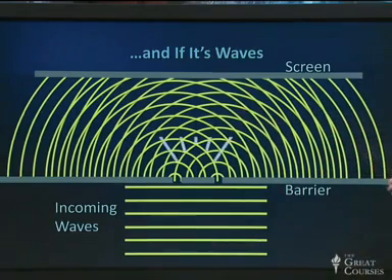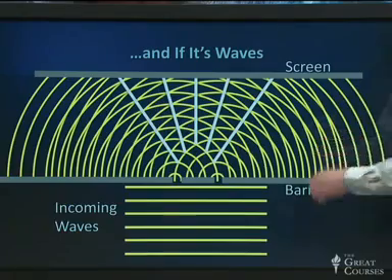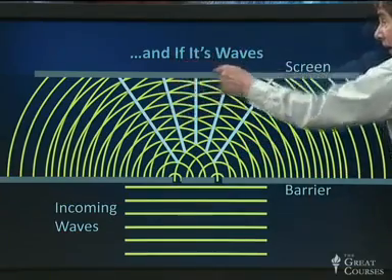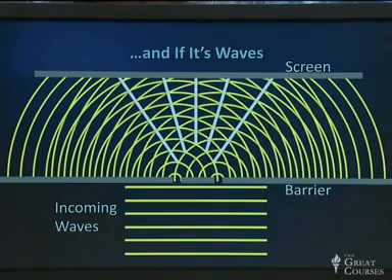And if I mark the lines where wave crests meet and where wave troughs meet, then I see I'm going to get regions of particularly intense waviness, and they're going to hit the screen. And if we're talking here about light, we're going to see bright spots on the screen.